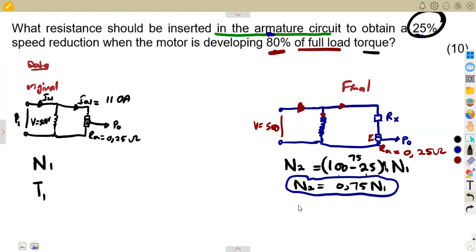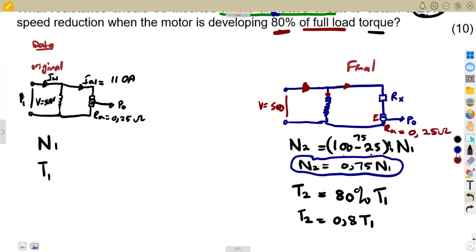But on the final consideration, it is developing 80% of the full load. 80% of this full load, 80% of T1. So 80% of T1 is the same thing as a decimal. If you divide by 100, that's 0.8 T1. So this is a relationship that we are going to use between the torque, T1 and T2, of the original and of the final.